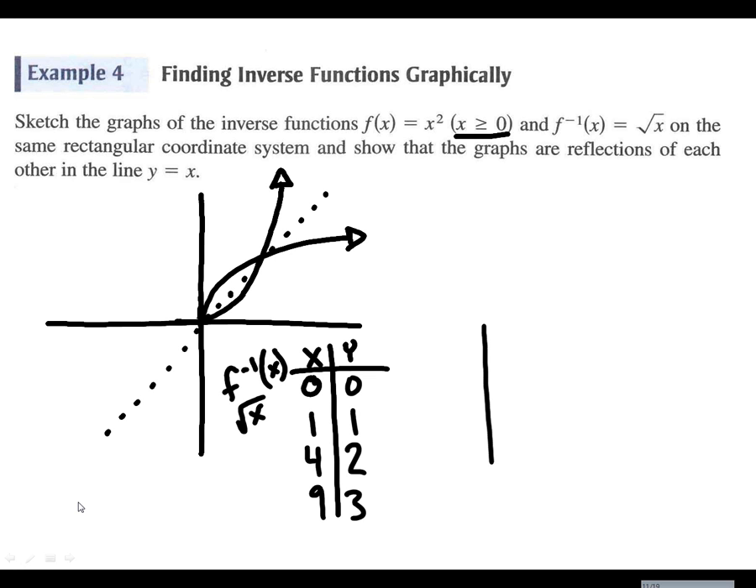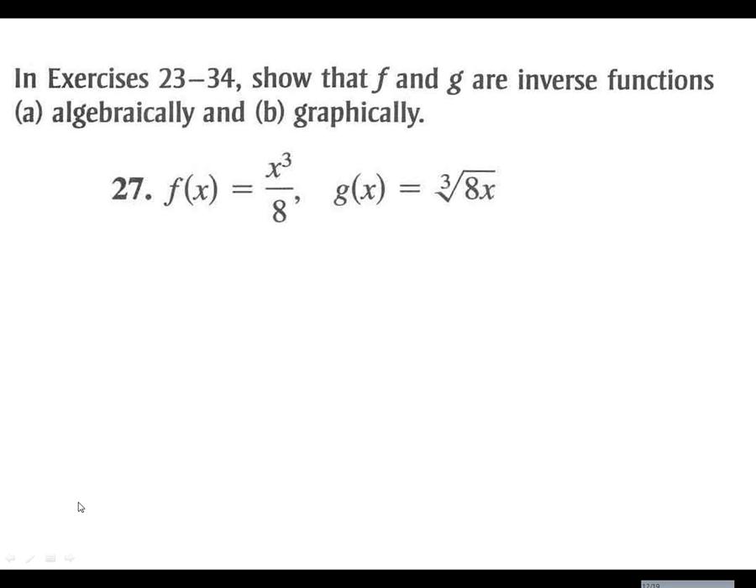Let's go ahead and take a look at the t-table for x squared. If I used the y numbers for the x numbers, just flipped them, 0, 1, 2, and 3, 0 squared is 0, 1 squared is 1, 2 squared is 4, and 3 squared is 9. So the x's and y's are flipping, the domains and ranges are flipping, and we do indeed have inverses.